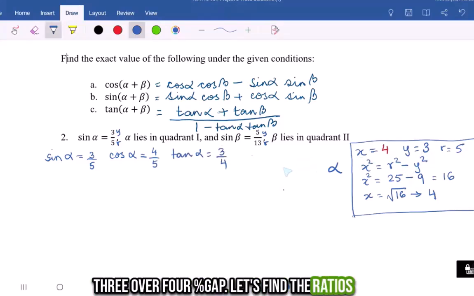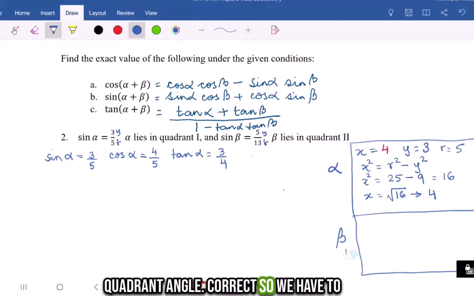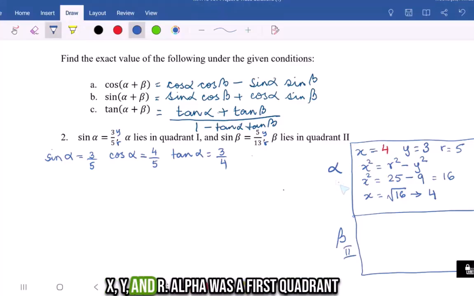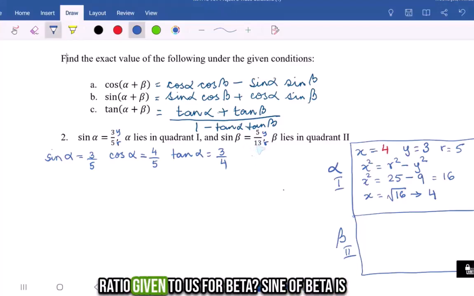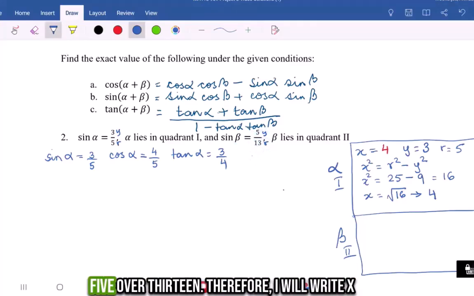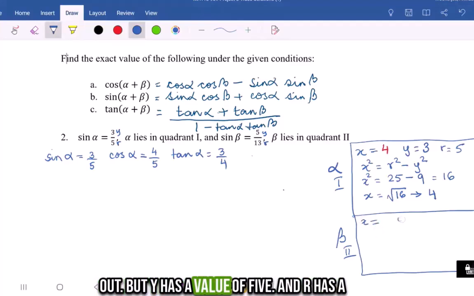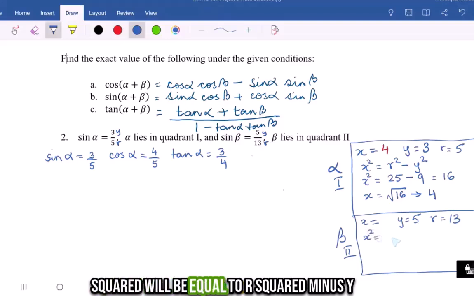Let's find the ratios for beta now. Now beta is a second quadrant angle, so we have to factor that in after we find the values of x, y, and r. Alpha was a first quadrant angle. What is the ratio given to us for beta? Sine of beta is 5 over 13. Therefore, I will write x equals, we don't know, we have to find that out. But y has a value of 5 and r has a value of 13. Again, same formula. X squared will be equal to r squared minus y squared.